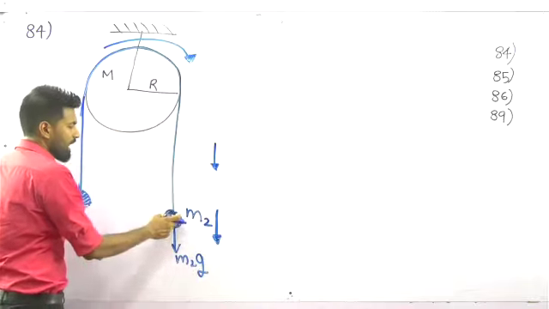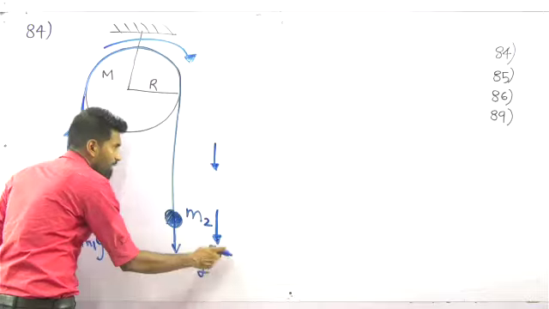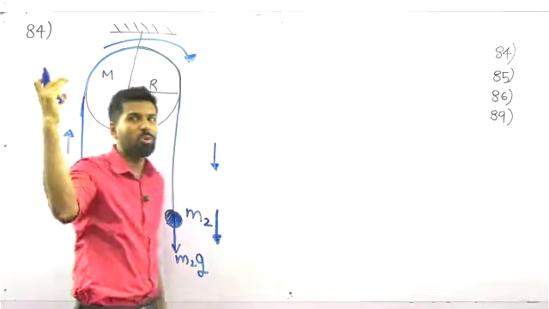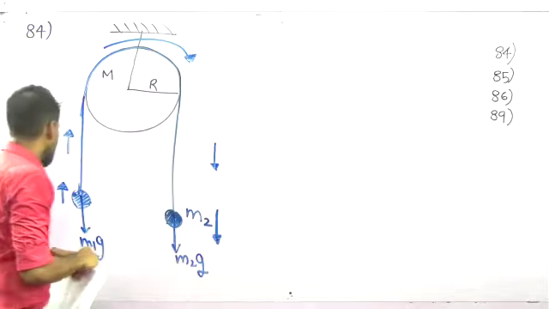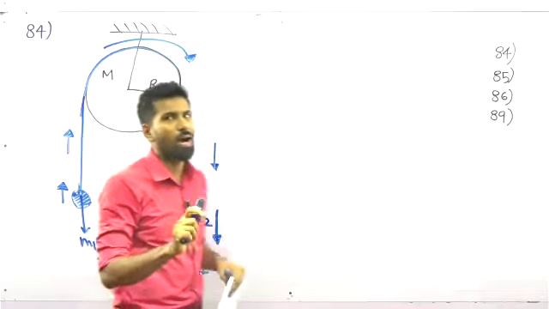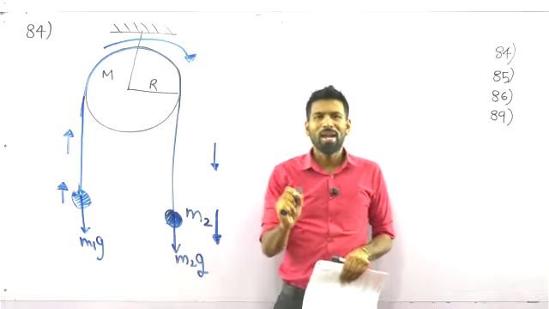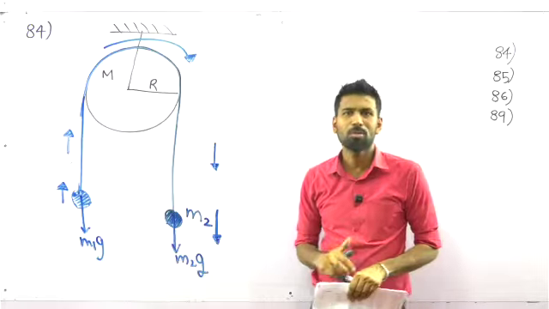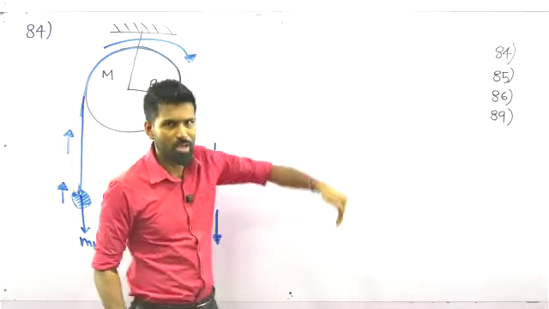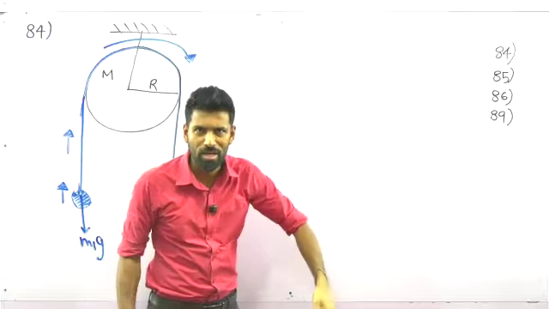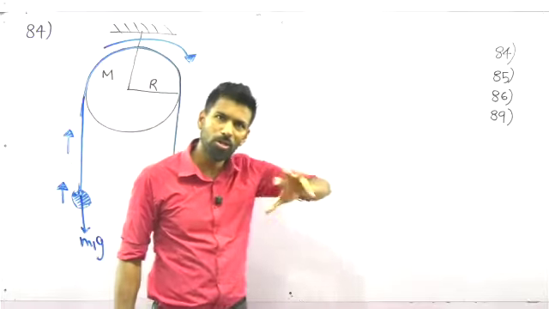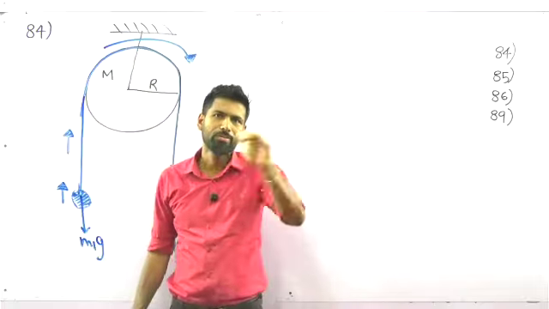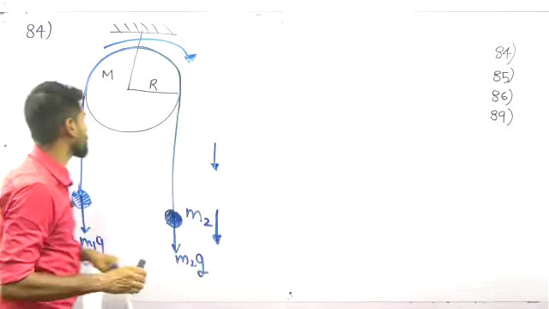So M2G is the higher weight, so the mass M2 is moving down. For that, the string has to move down on the right side, passing over the pulley in a clockwise manner, bringing M1 up. So M1 and M2 are in linear motion. While they are in linear motion, what happens to the pulley? When a string passes over the pulley, touching it, the pulley also gets a rotation.